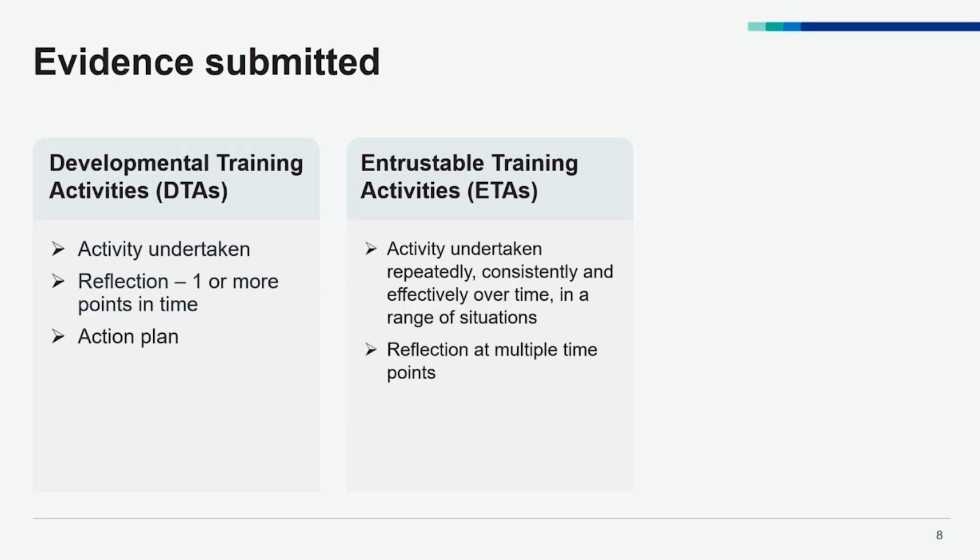The ETAs, on the other hand, the entrustable training activities, as we said, are their bread and butter stuff. So it's the things that they would be expected to be able to do independently. And what we mean by independently is without direct supervision. So it might be that there's somebody somewhere that they can draw upon at any given time if they feel it's out of the scope of their practice. But on the whole, they'll be doing this repeatedly, consistently, and effectively over time in a range of situations. So that's what the difference is with the ETAs to the DTAs.